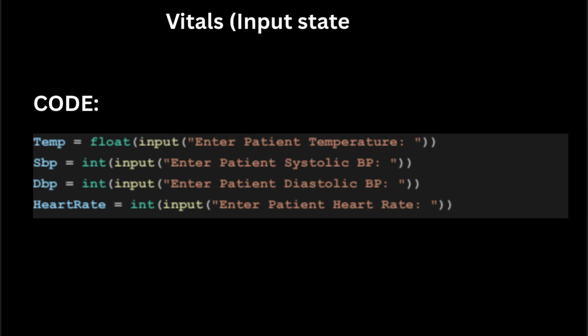Next, we collect the patient's vitals. We get the temperature, which we convert to a float, and the systolic and diastolic blood pressure, or SBP and DBP, and heart rate, which are all integers.